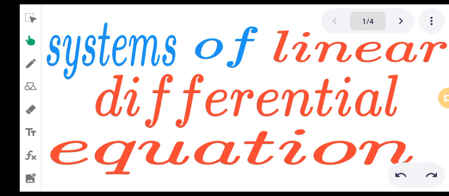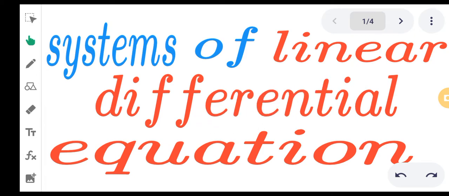Okay, so today I want us to solve or see something about systems of linear differential equations. So we will analyze the terms. When we say system, what is a system? What do we even mean by linear differential equations?